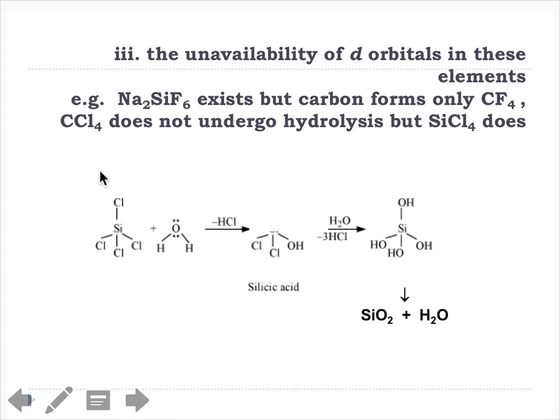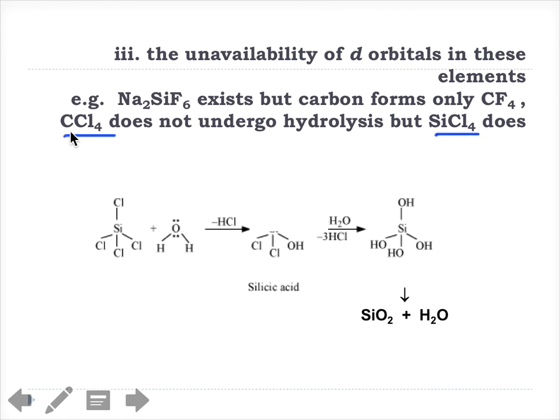If you recall, what is the definition of an orbital? An orbital is merely a region of space where there is a 90 to 95% chance of finding an electron. So does carbon have 3d, 4d, 5d orbitals? Yes, it does. It's just that they are energetically inaccessible. So what does this have to do with CCl4 versus SiCl4?